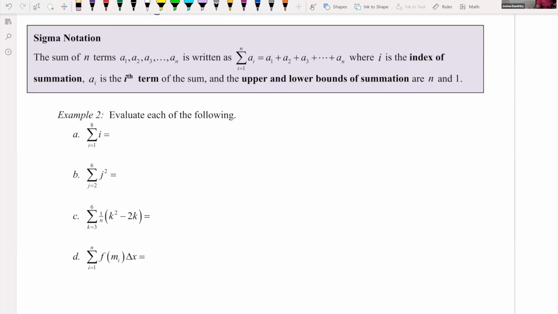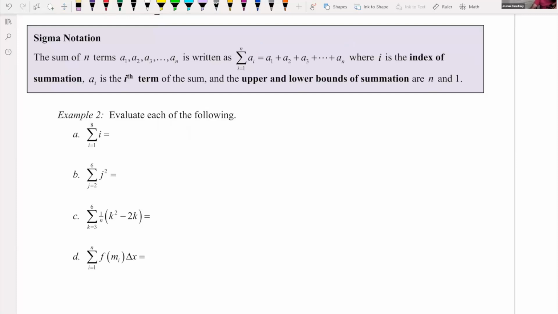We have our upper and lower bounds of summation. Here we have i equals 1. That's our lower bound of summation. Here we have n, which is our upper bound of summation. And basically what it means is we're going to plug in 1, then 2, then 3, then 4, and so on and so forth into i in this expression, and then add it up over and over again until we get to plugging in n.